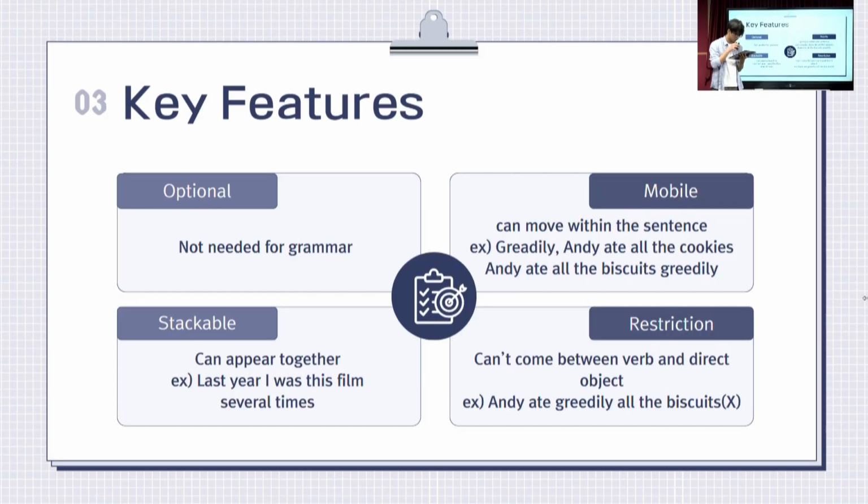Adjuncts have a few key features. First, they are optional. Second, they can appear together in a sentence, like "last year I saw this film several times." Third, they can move to different positions, as in "greedily, Andy ate all the biscuits," or "Andy ate all the biscuits greedily." But they cannot come between a verb and its direct object, as in "Andy ate greedily all the biscuits," which is wrong.